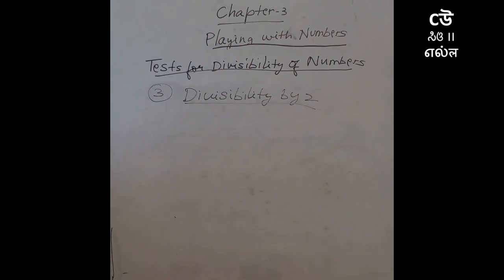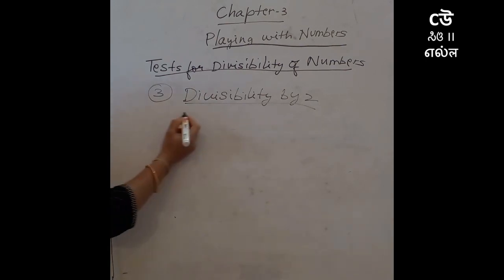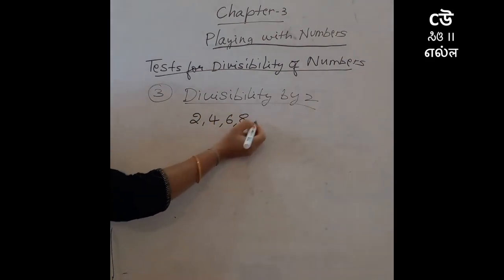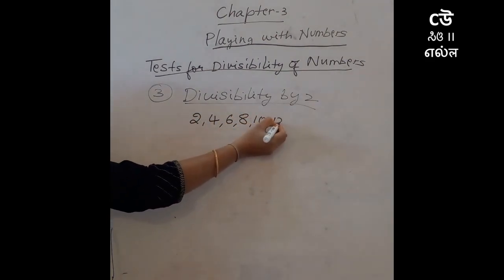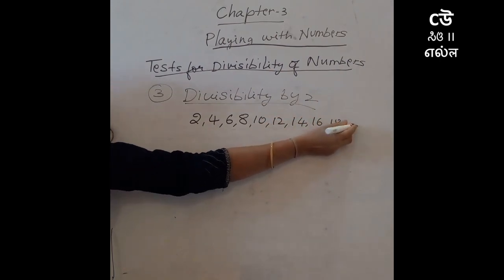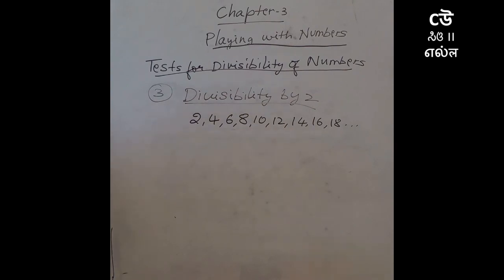So here, if we talk about divisibility by 2, what are the multiples of 2 we are getting? The multiples of 2 are 2, 4, 6, 8, 10, 12, 14, 16, 18 and so on, right? So these are the multiples of 2. By seeing the multiples of 2, can you observe any pattern, children?